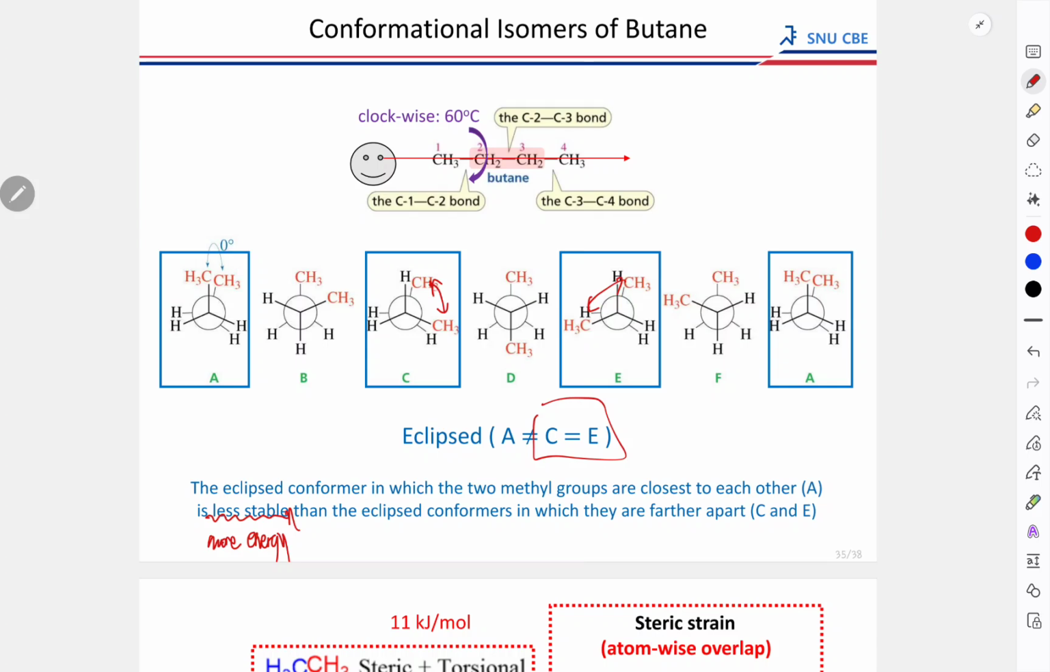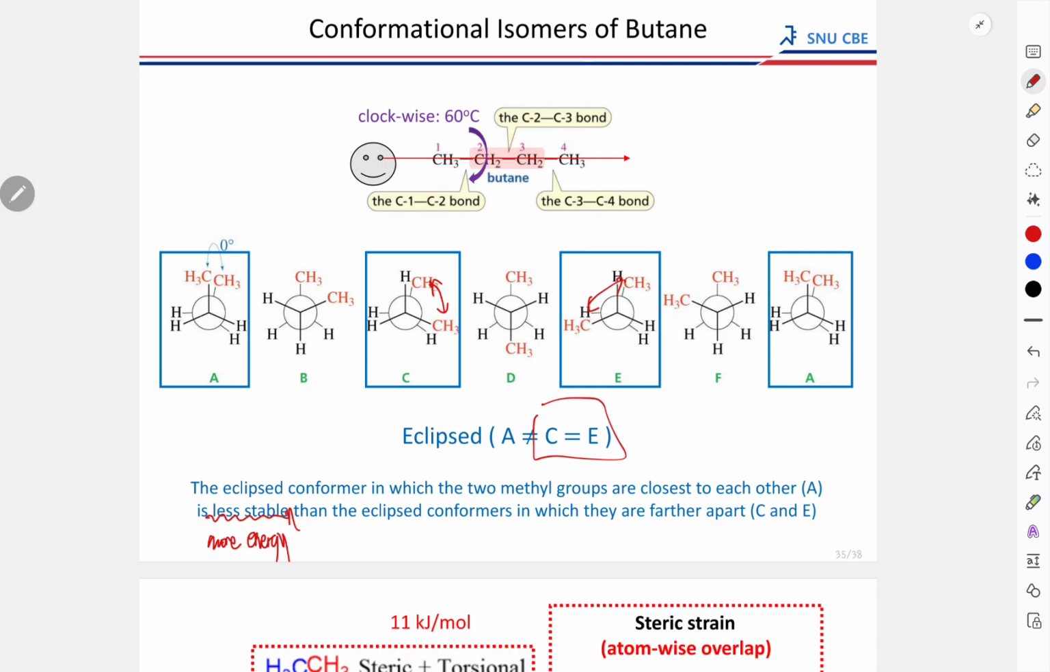And you already know that one CH-CH eclipsing strain, in other words torsion strain, gives rise to 4 kilojoule per mole higher in energy. So you have 2 pairs of that, which will sum up to 8 kilojoule per mole. But you have here one more pair between methyl and methyl, a CC bond eclipsing pair, which will give rise to 11 kilojoule per mole destabilization.